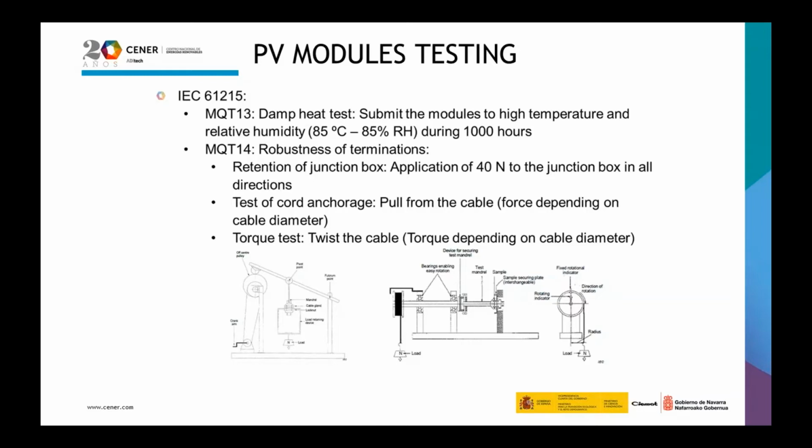Then we have the mechanical test, the robustness of termination. Here, different parts of the module are tested: the retention of the junction box and also the test of cord anchorage, to test the cable of the module. And here the objective is to determine that the termination, the attachments of the cables to the body of the module, will withstand the stresses that are likely to be applied during normal assembling or handling operations.